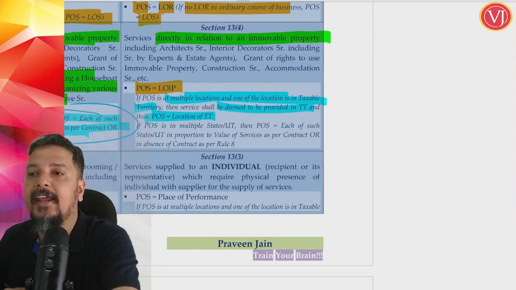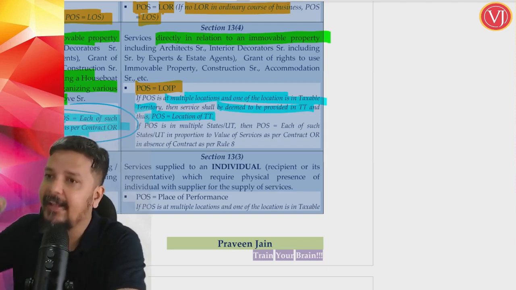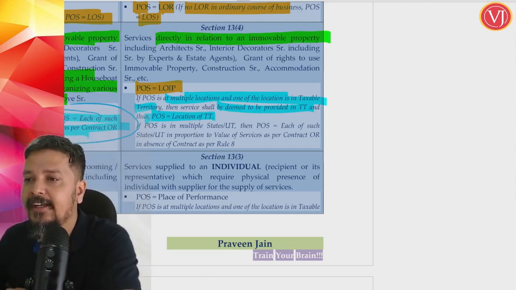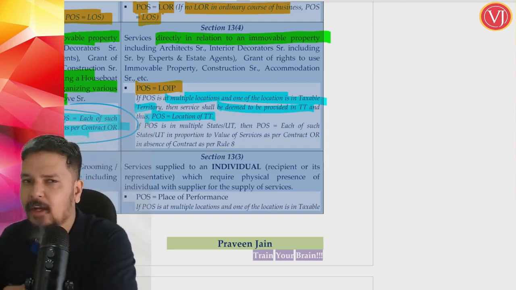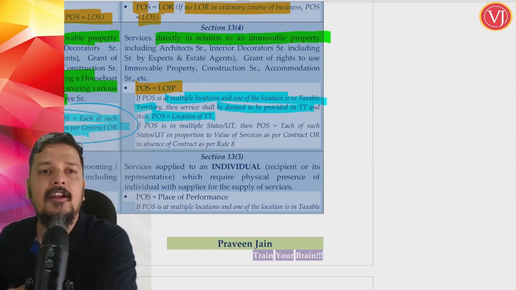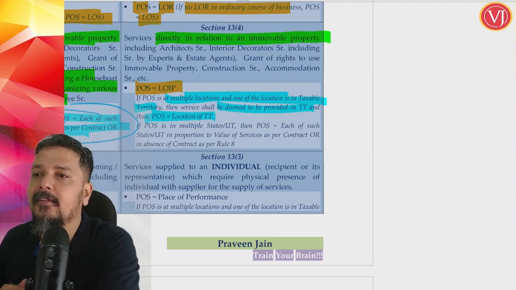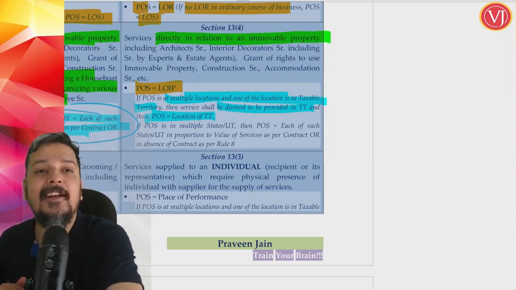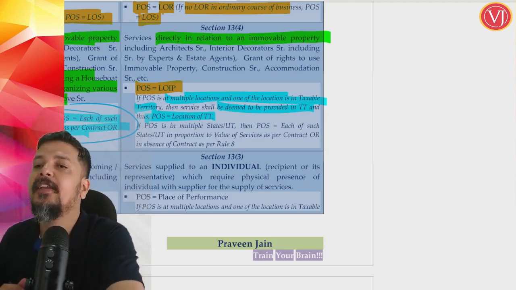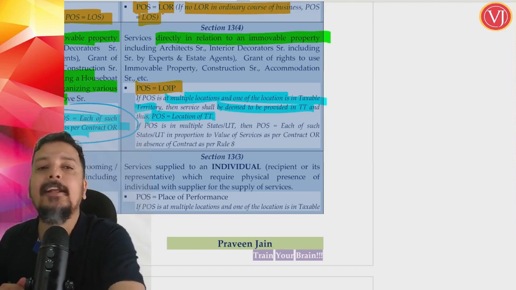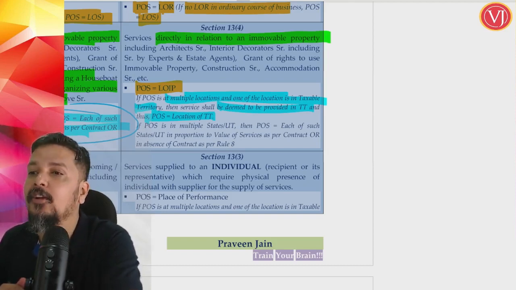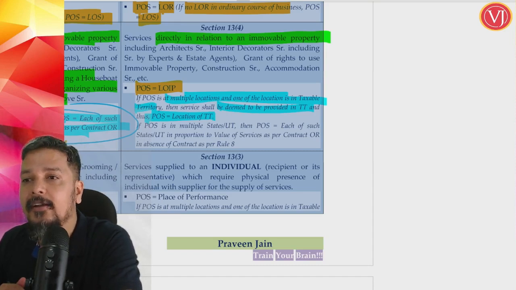Supposing you're staying 3 days in an immovable property in India and 10 days in an immovable property outside India in the same package. You're not talking about two separate packages. In the same package, they'll forget about outside India. Place of supply is the location in the taxable territory, which means they want to make it fully in India. They don't have any intention to lose the revenue.